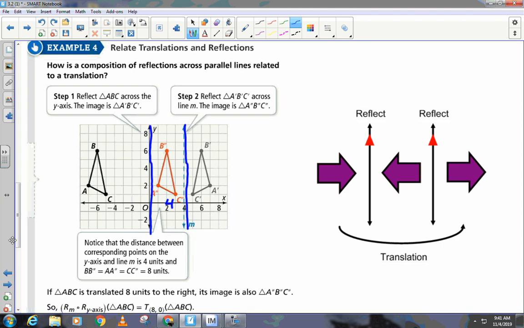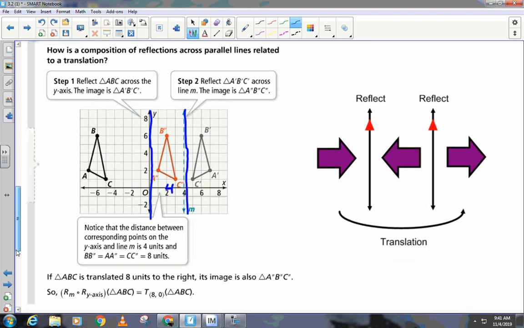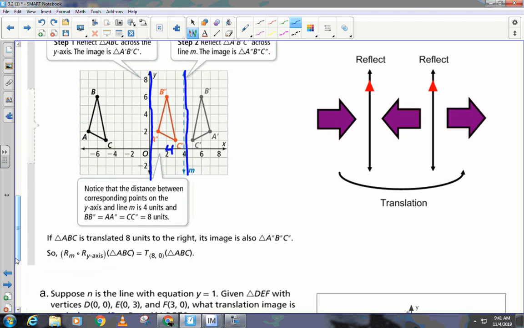Double that, right? So you're going to move each point 8 units in the direction that you're reflecting over. That's what it says right here. Notice that the distance between the corresponding points on the y-axis and line M is 4 units. So from B to B double prime, A to A double prime, and C to C double prime is 8 units. So if triangle ABC is translated 8 units to the right, its image is also triangle.